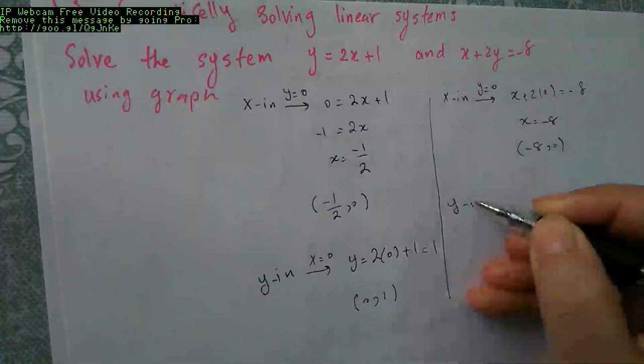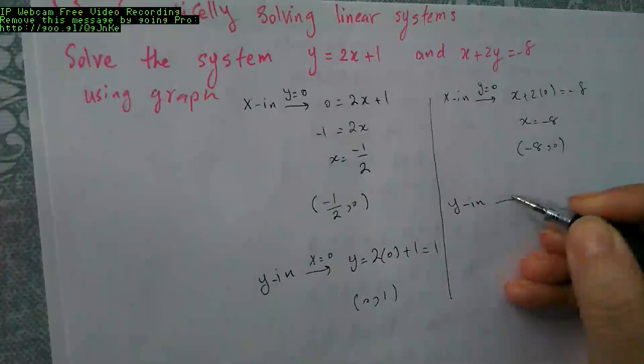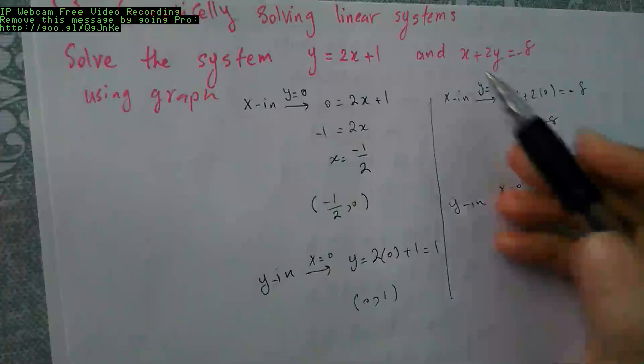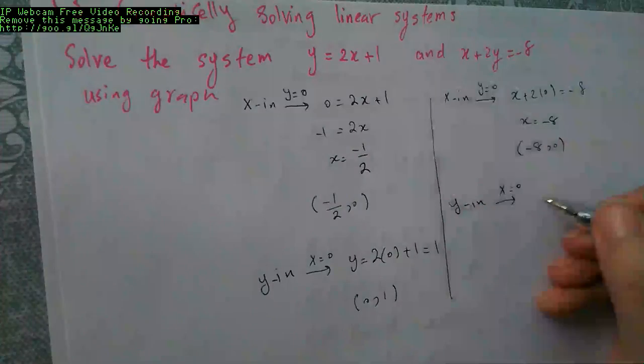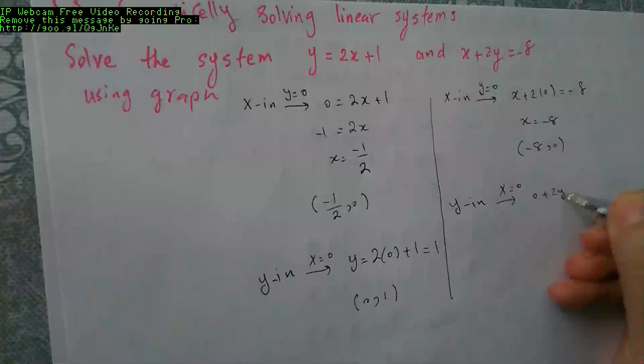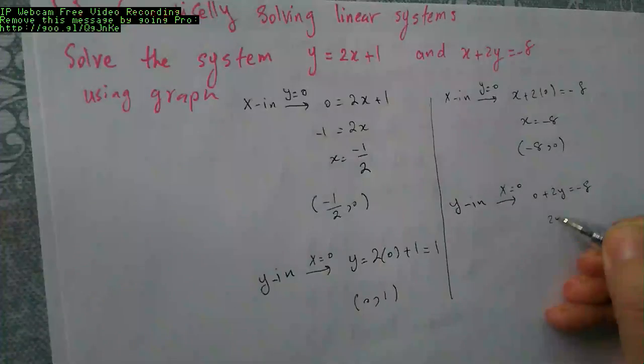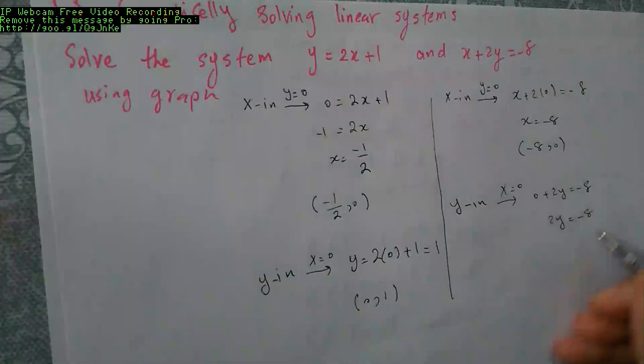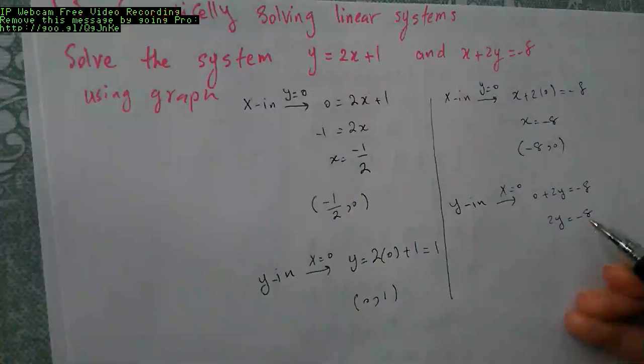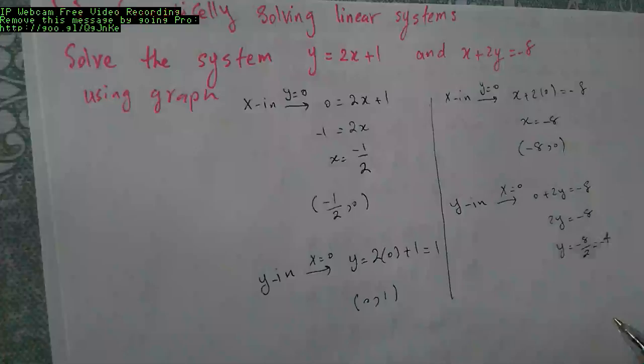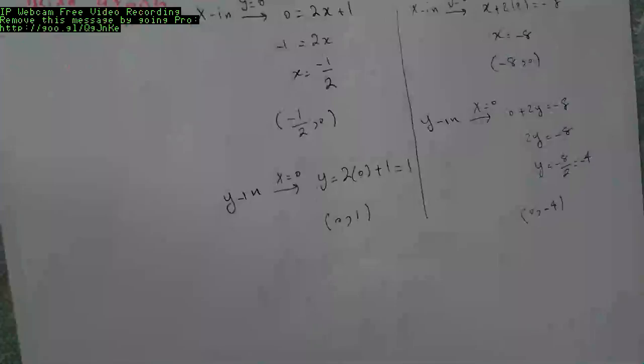For the y-intercept, I put x equal to 0. Just substitute x here with 0. It's going to be 0 plus 2y is equal to -8, so 2y is equal to -8. Divide both sides by 2, and y is -4. So the point is x is 0, y is -4. So I want to graph these two.